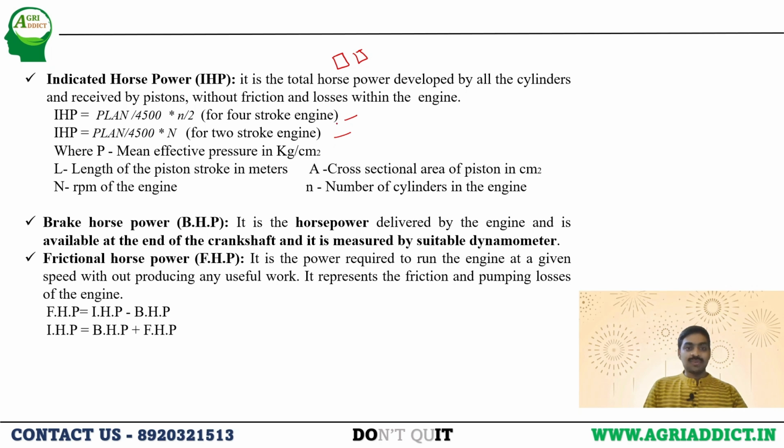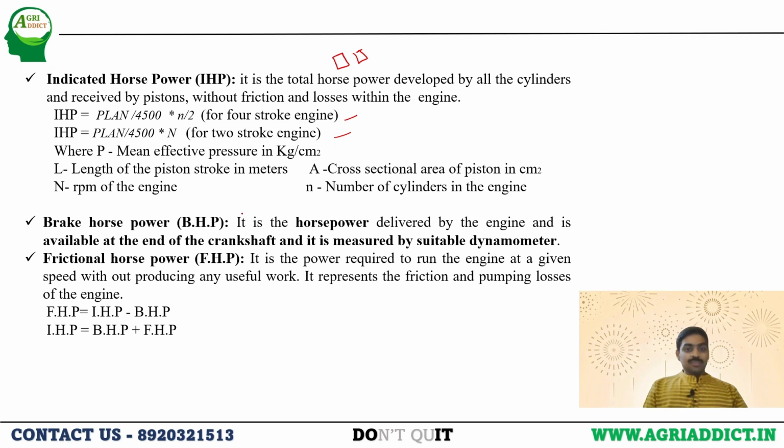Okay, for IHP, the formulas for the 4-stroke engine and for the 2-stroke engine are given. P is the mean effective pressure in kg per centimeter square. Whatever they are standing for, I have mentioned. L is the length of the stroke, N is the RPM of the engine, and A is the cross section of the piston.